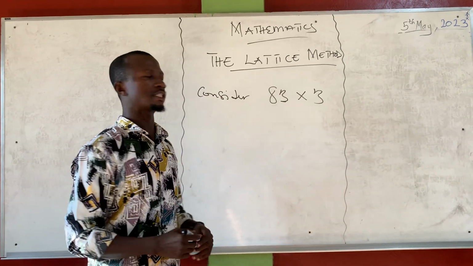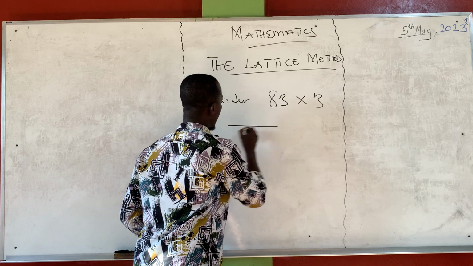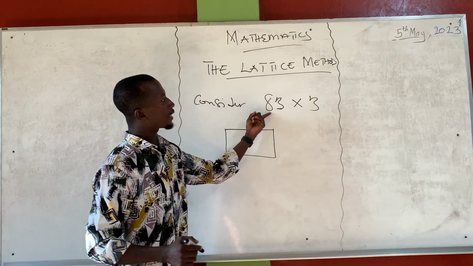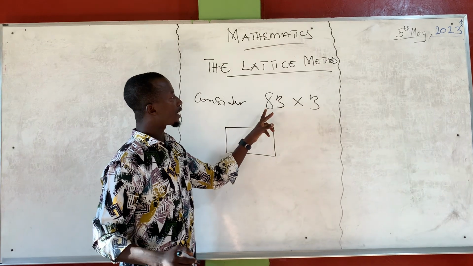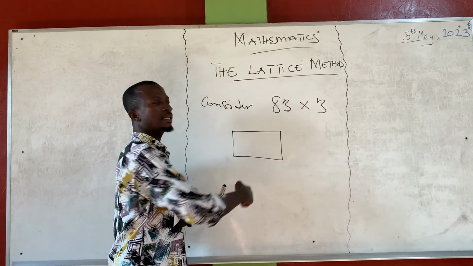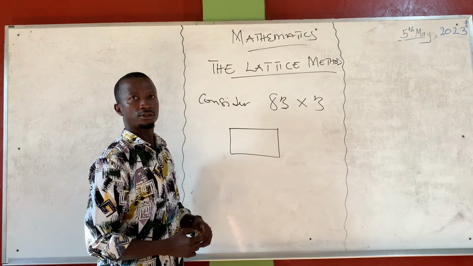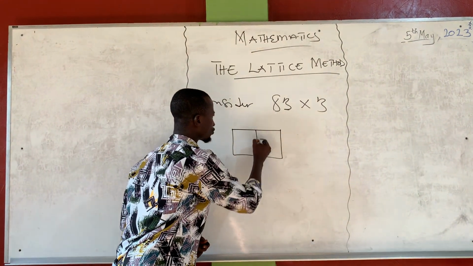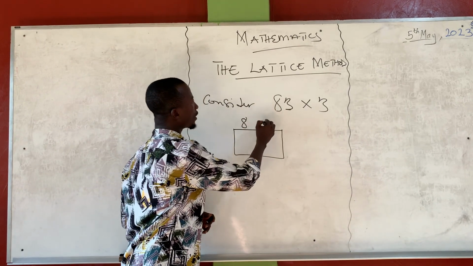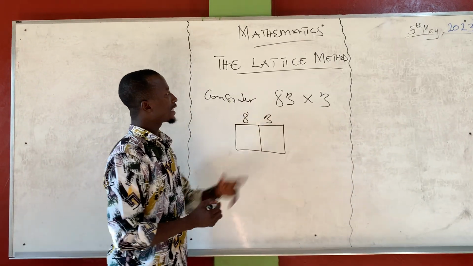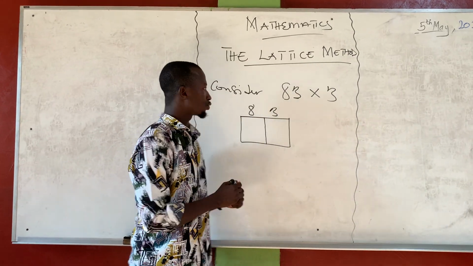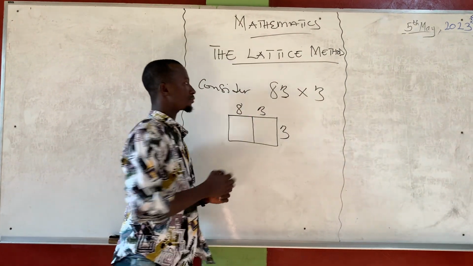The same concept. Now, we are going to have our box. Look at this one, the bigger number. There are two digits, we have the tens and we have the ones. Therefore, since there are two, we divide the rectangle into two like this. The first one takes the tens column and the second one takes the ones column. The number that the 83 is multiplying with is just a single number, so we're going to write it here.